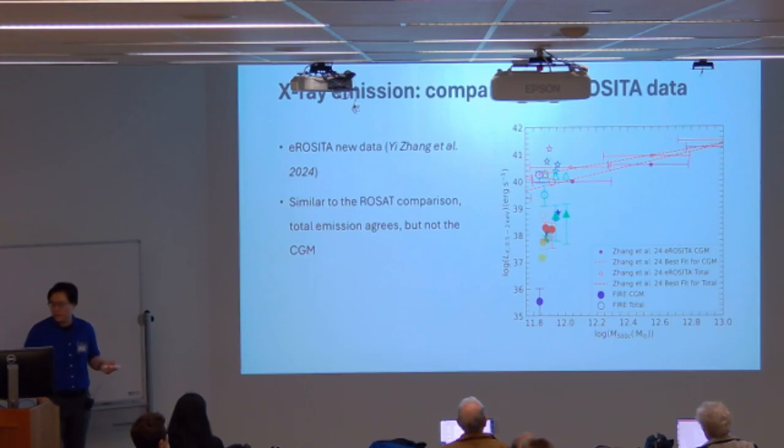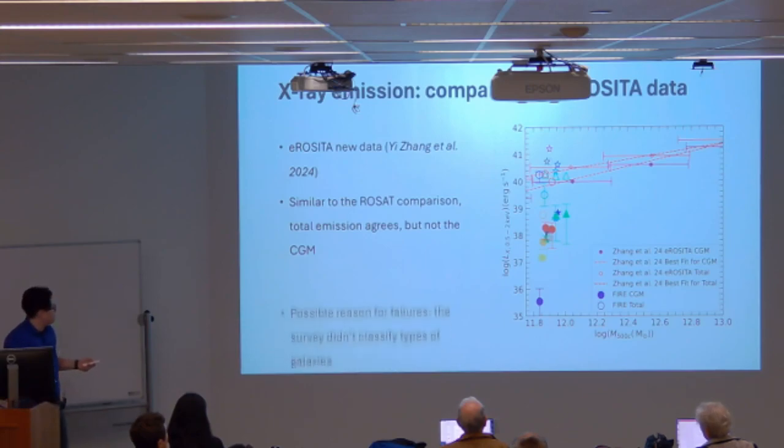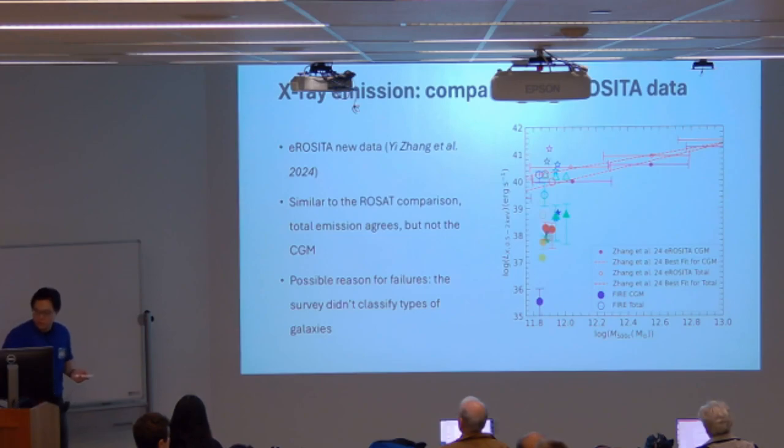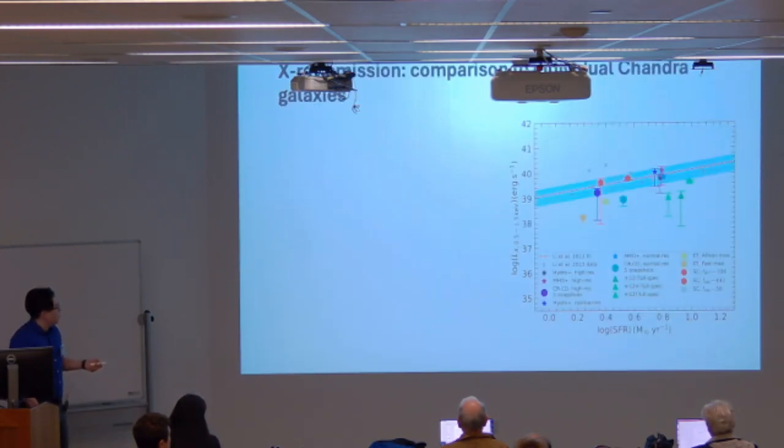And we suspect that the reason for those failures of the comparison was that in those survey data, the stacked galaxies are characterized by just one single property, and then our zoomed-in simulated galaxies were very individualized. So there could have been a bias between survey data and the individual zoomed-in simulated galaxies. So we went to another comparison.